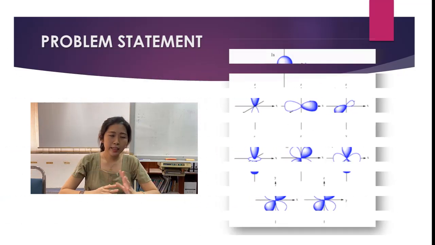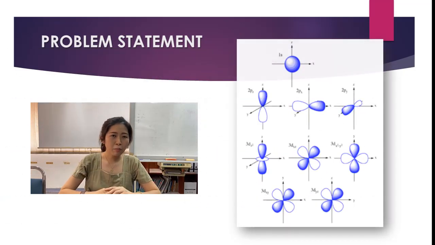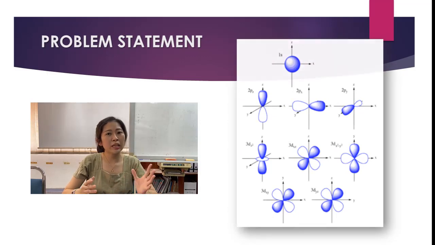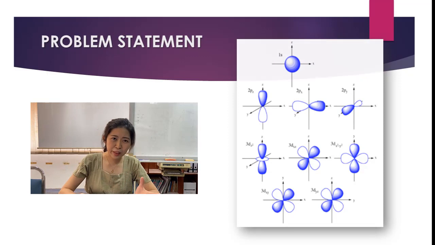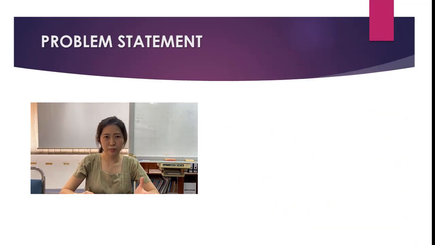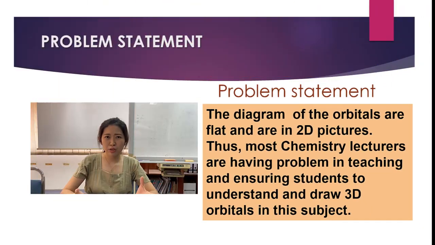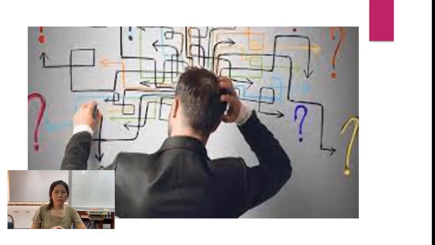These are the orbitals taken from the chemistry notes, which are shown in 3-dimensional. But if you look at the diagrams over here, you can see they look flat and 2-dimensional. So the chemistry lecturer is having some difficulties explaining the abstract concept to the students. So as a chemistry lecturer, what should we do?